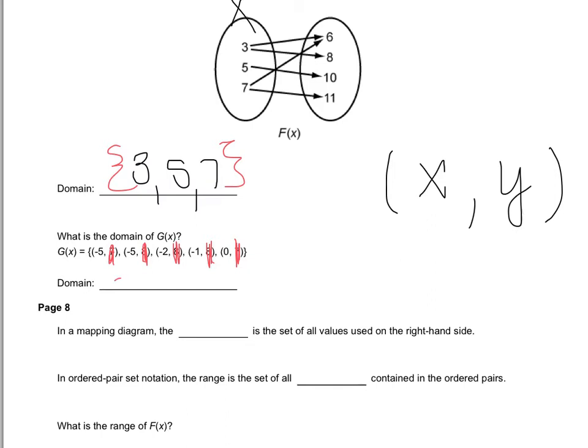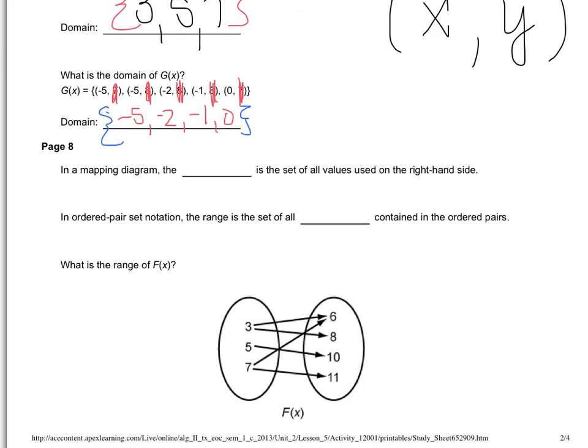So my numbers are -5, -2, -1, and 0. And again, we've got to decide, is it discrete or continuous? Well, there's only 4 points, so that makes it discrete, so we use our fancy brackets.